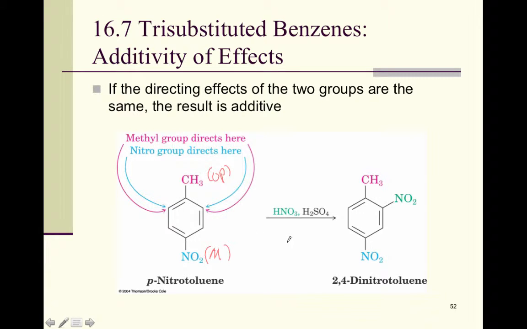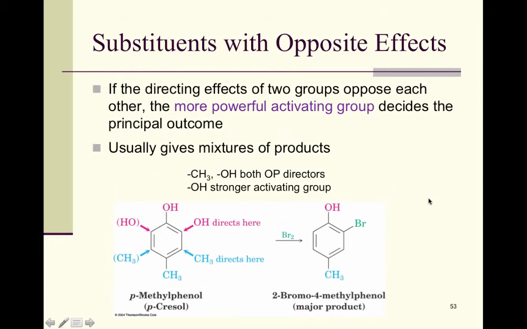So there's nothing competing. They both want it to go in the same place. The CH3 NO2 starting material is symmetrical, so only one of the two sides would happen because they would be the same as each other, so we only get one product out of this. If the directing effects of the two groups are the same, the result is additive. When we have substituents with opposite effects, if the directing effects of two groups oppose each other, then the more powerful activating group decides the principal outcome. We also usually get a mixture of products.